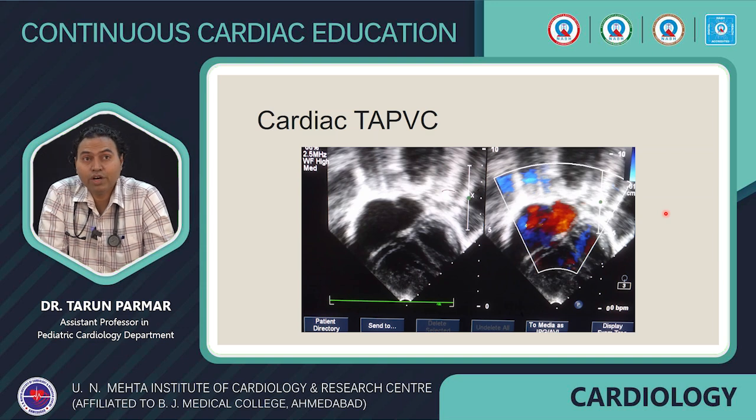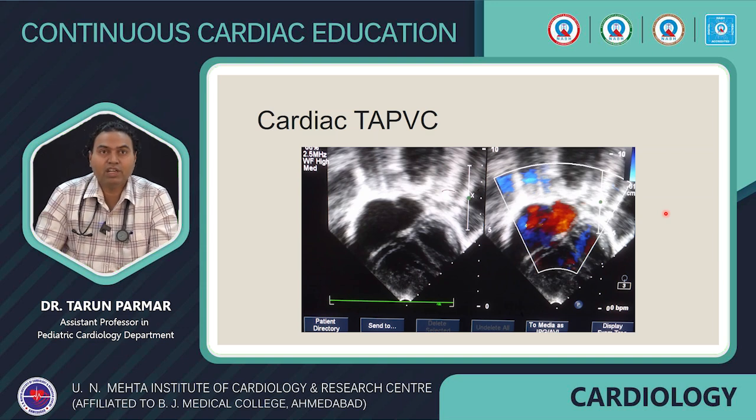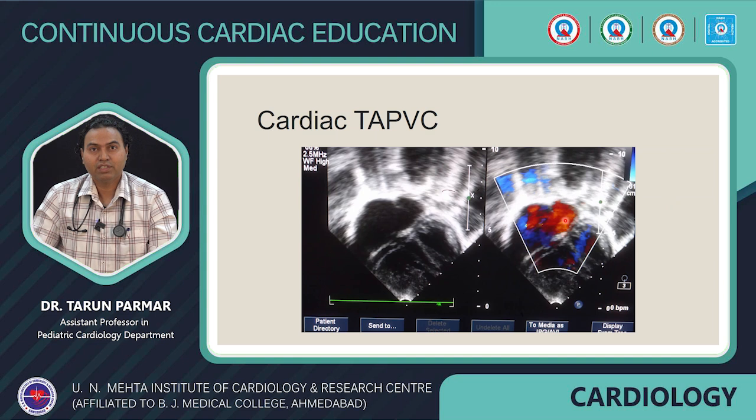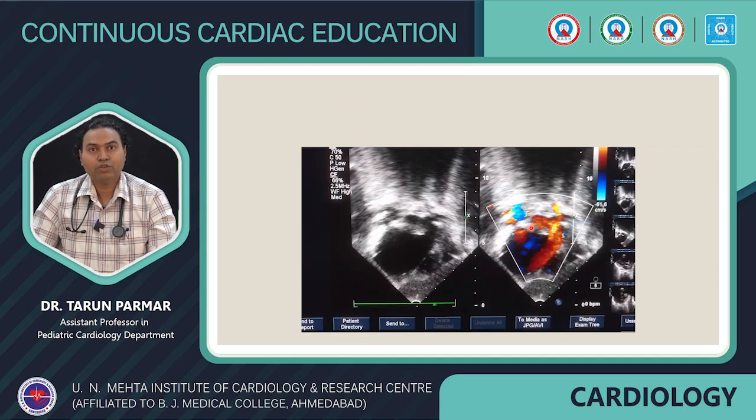Here are echocardiographic images of the cardiac TAPVC. You can clearly see there is a dilated coronary sinus draining into the right atrium. RA and RV are dilated here. So here you can see the right and left pulmonary veins forming a confluence draining into the dilated coronary sinus to the RA. There is ASD, right to left shunting.